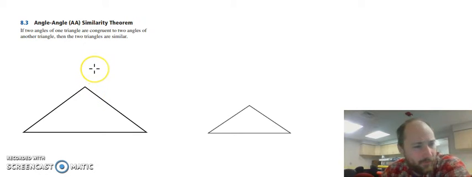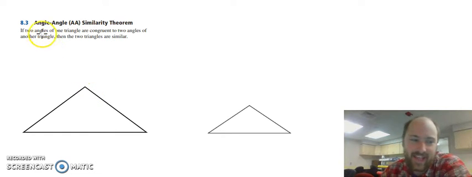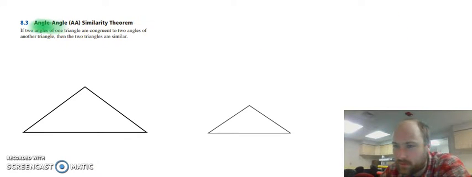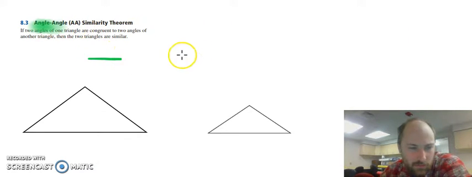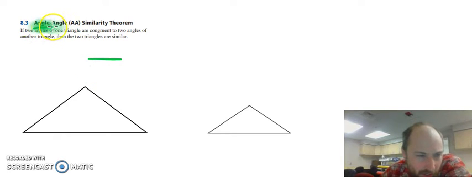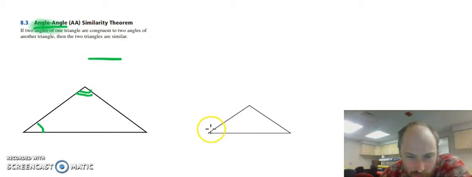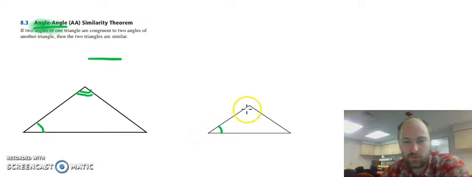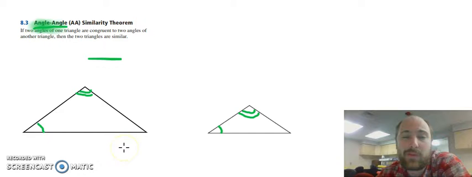So our first similarity theorem is the angle similarity theorem, and all that is saying is that if we have two congruent angles between two triangles, so we'll use our geometry notation, if both of those angles are congruent between these two triangles, then the triangles must be similar.